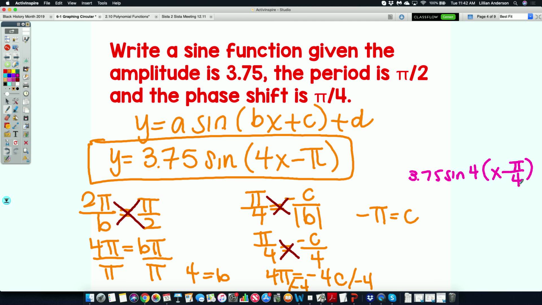And remember what I said, to get into the general form, I need to take that b and multiply it through. What's 4 times x? 4x. And what's a 4 times a negative pi over 4? And that's what we have there. Okay? So you could do it either way, whichever way is easier for you. Questions?